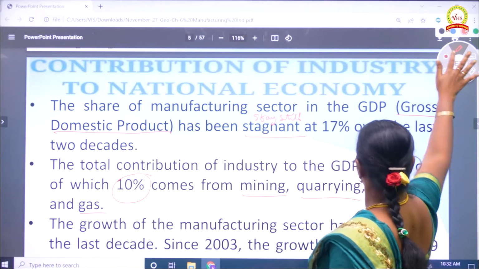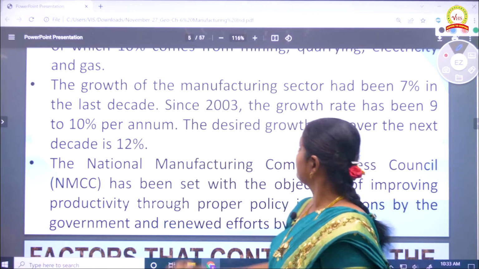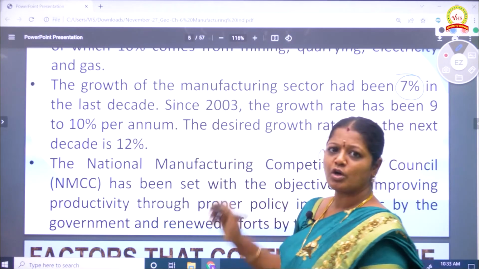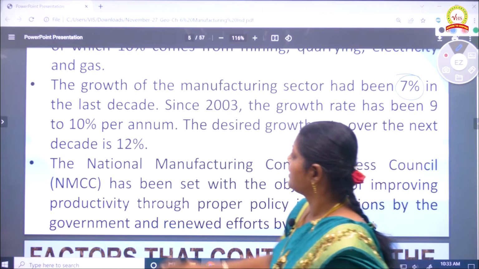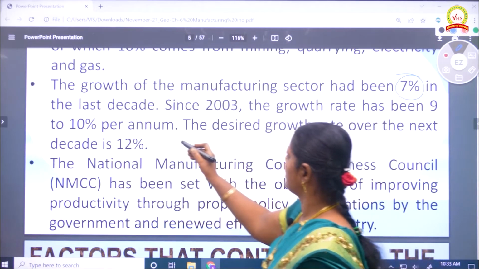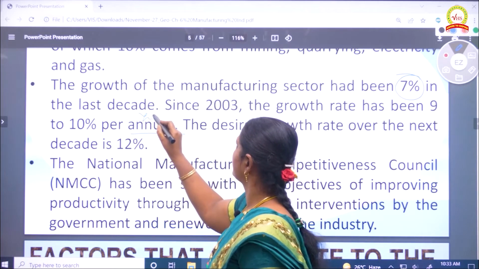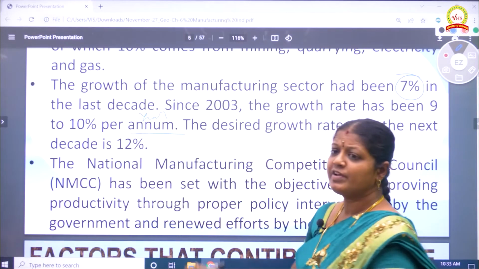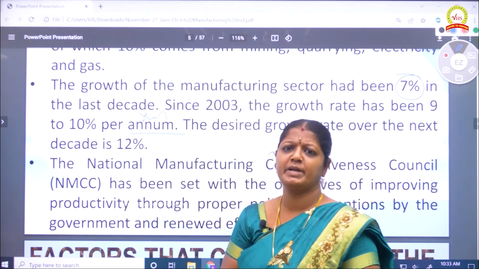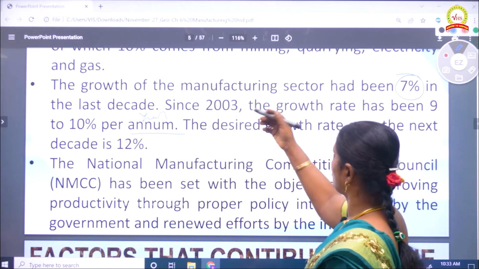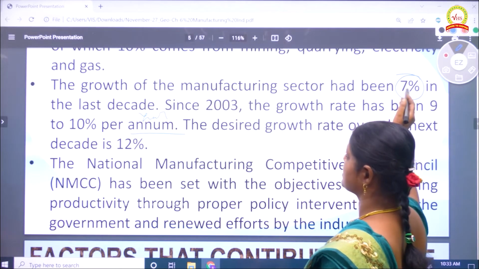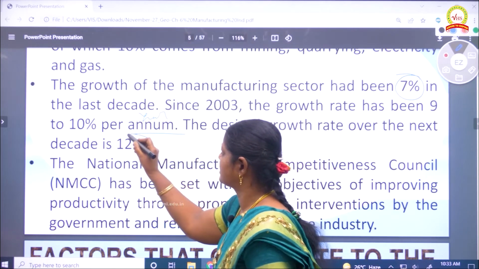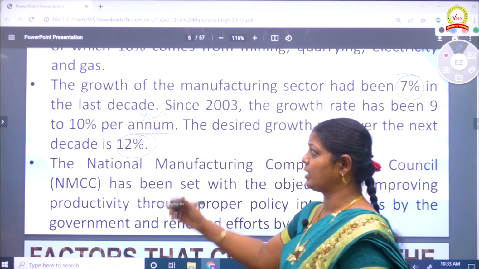Okay, and third, they are telling about the growth of the manufacturing sector, which has been 7% in the last decade. Since 2003, the growth rate has been 9 to 10 per annum. Per annum means per year. The desired growth rate in the next decade is 12%. That means we are lagging in GDP development. So they are telling that we have to grow. The growth of the manufacturing sector is 7% only in the last decade, so we have to achieve the target, that is the target given, 12%.